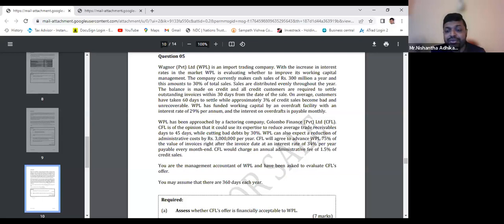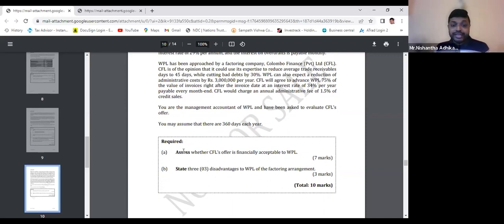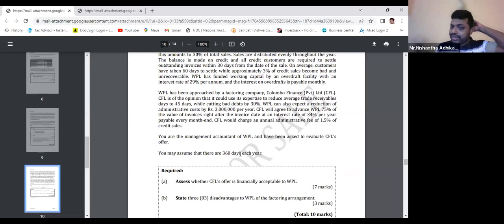CFL will agree to advance 75% of the face value of invoice right after the invoice date, at an interest rate of 30% per year, payable every month, and you have to calculate EIR as well. CFL would charge an annual administrative fee of 1.5% of credit sales. You are the management accountant of WPL and have been asked to evaluate the CFL's offer. You may assume there are 360 days per year, right? Required: assess whether CFL's offer is financially acceptable to WPL. I can show you the answer, but it is worthwhile to calculate it and see. Right, guys, this is a working capital management question.